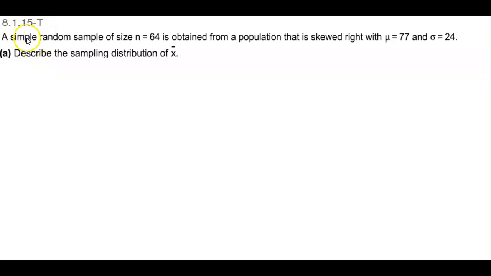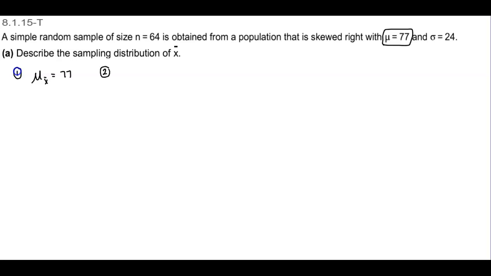8.1.15-T, using technology. A simple random sample of size n equals 64 is obtained from a population that is skewed right with a mean of 77 and a standard deviation of 24. We want to describe the sampling distribution of the sample mean. First, we need to identify the mean of the sample means. That is the same as the mean of the population, so it equals 77.